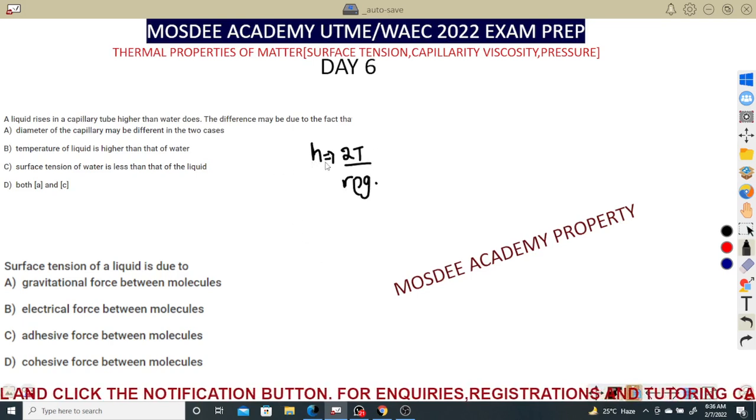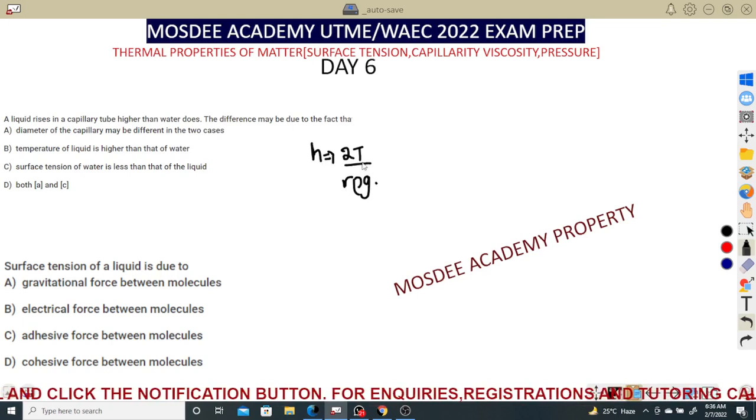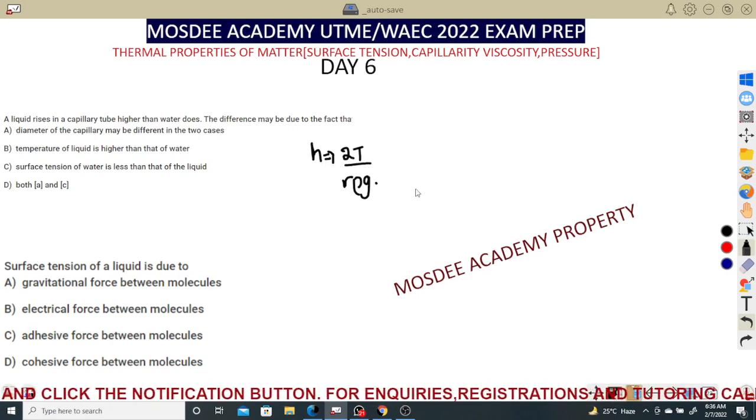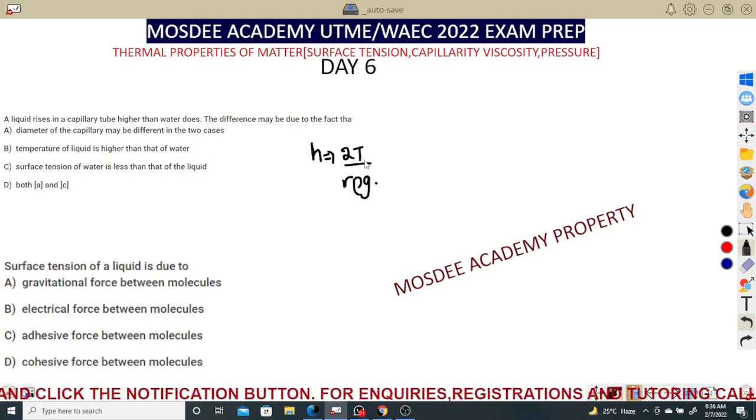So the height of the capillary action is directly proportional to twice the surface tension. In this formula, as the height increases, the surface tension increases. So this is the interpretation of this formula.